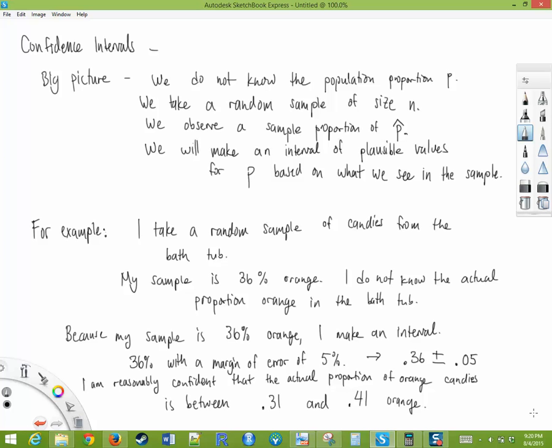Does that concept make sense, what we're doing? Okay, so now we just have to get into the math of getting this margin of error.